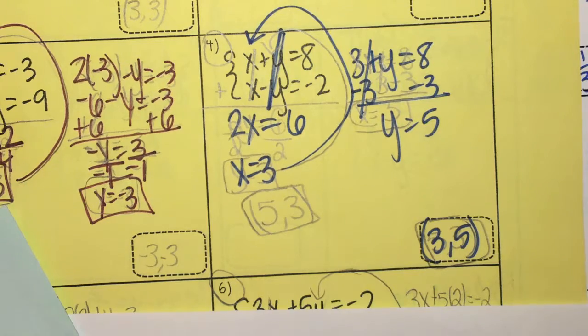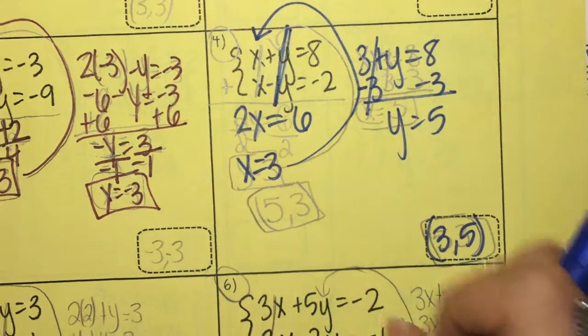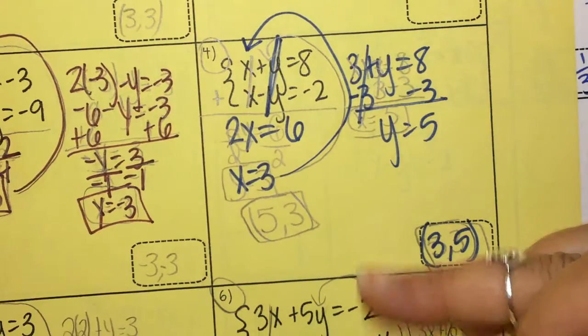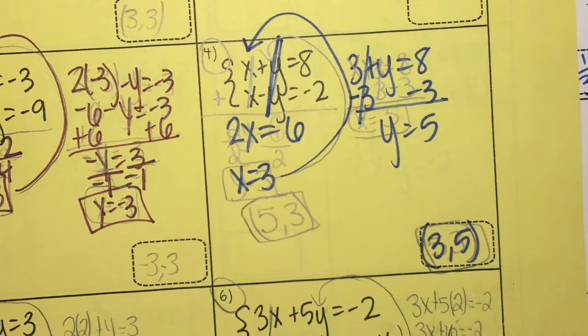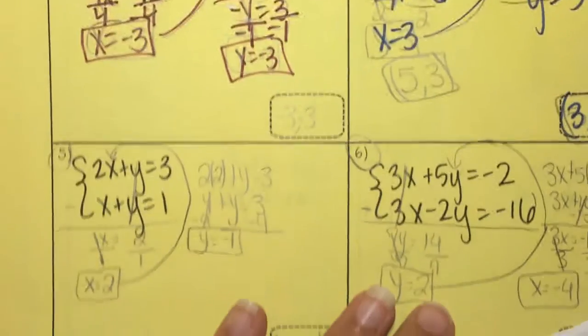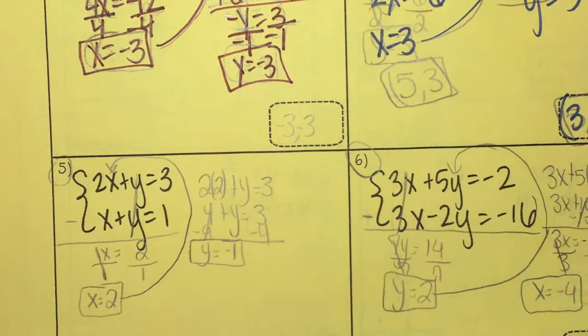All right, number 5. Number 5, what did we get? Okay. 2, 8. I got 2, negative 1. Oh, wait, no. I did it wrong. Well, okay. So, Damien, Brent, I'm going to keep using your paper. I hope that's okay.